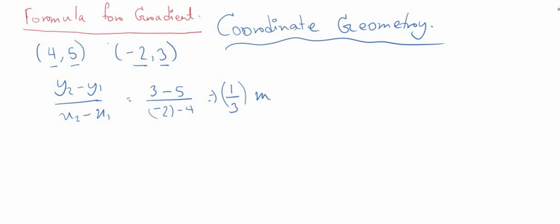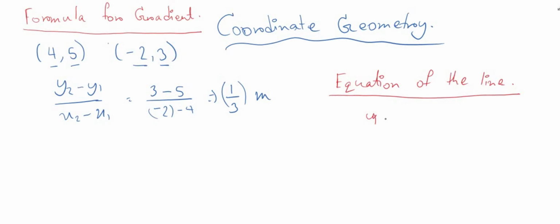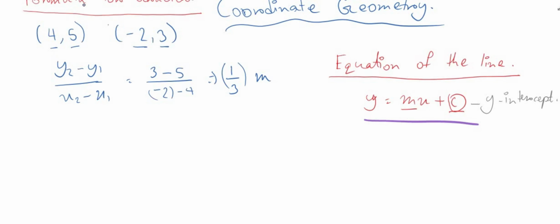Okay, now the equation of the line. Our formula is y is equals to mx plus c. So m is the gradient here and c is the y-intercept. Basically, we have to answer in this form. So for this, we can solve from this math that we have x-axis and y-axis.